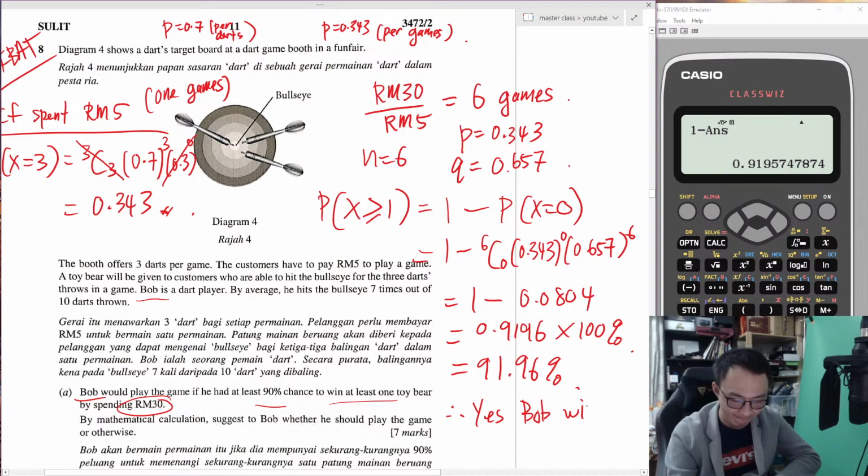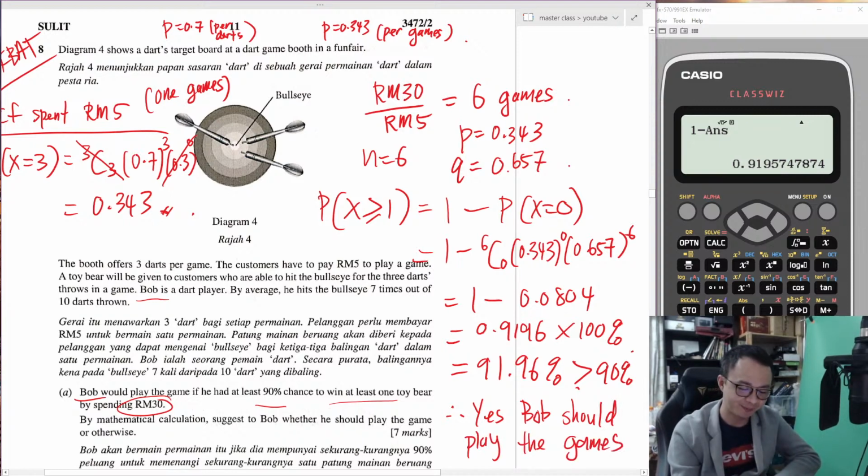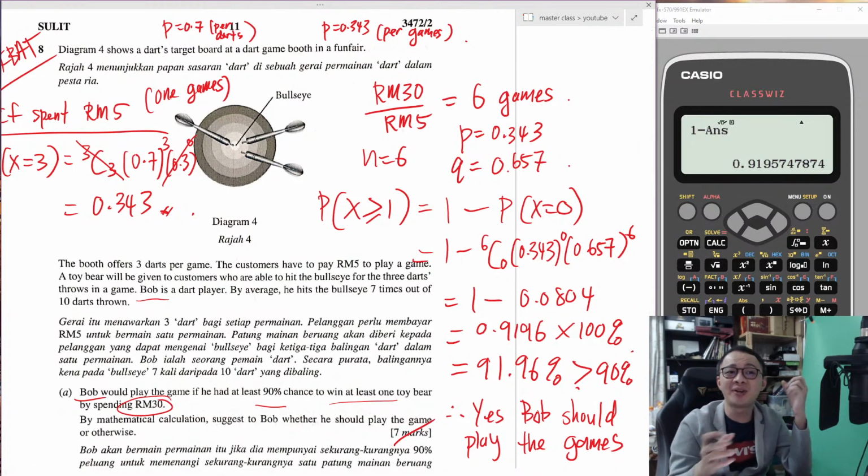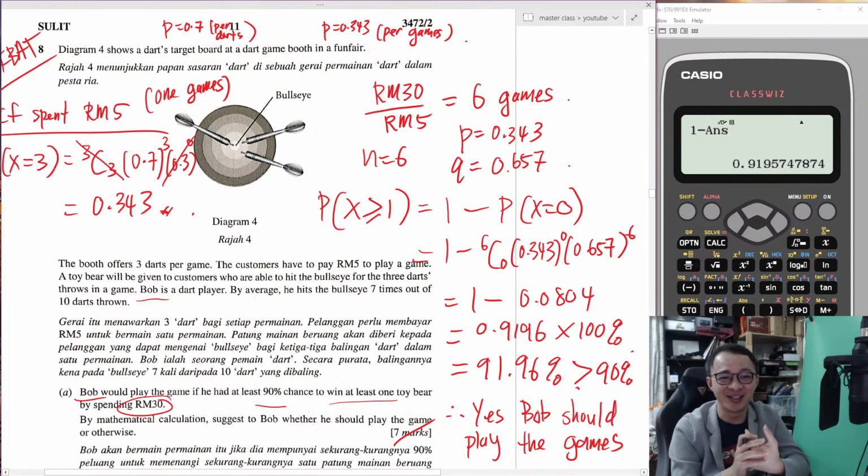So therefore, yes, Pop will play the game, or should play the game. Or here write more than 90% now, okay? Should play the game. Yeah, 7 marks for this one. If you try to redo this question, then you know how hard it is. But because I understand already, it sounds not too hard. But if you try to do this question without my guide, I would say it's quite challenging.